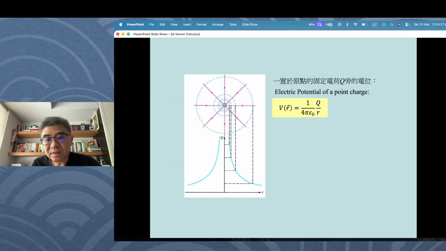We also emphasize that a good example is to calculate the electric field of a fixed point charge. We already know the electric potential of a point charge is equal to this formula. Then you can calculate the electric field, that is the Coulomb electric field, directly from this electric potential by taking a gradient. So E is equal to minus grad V.